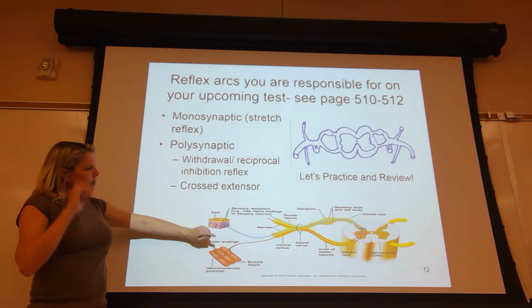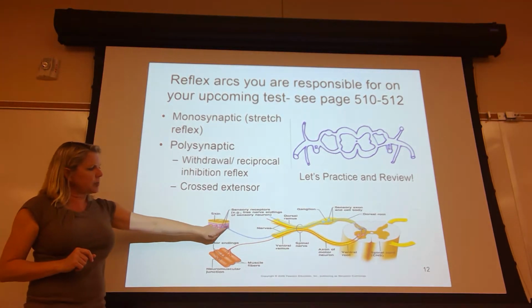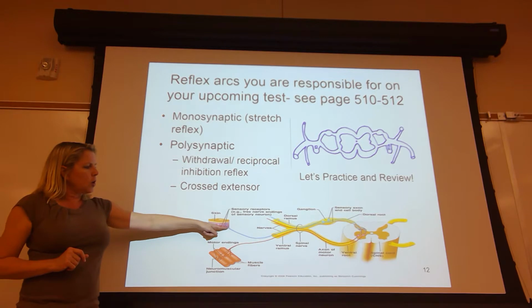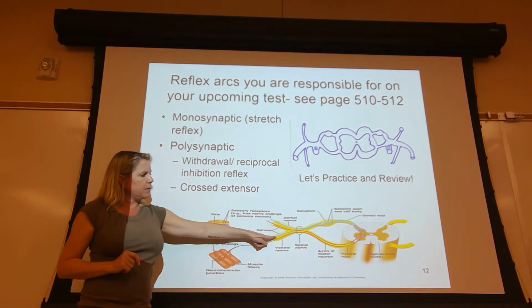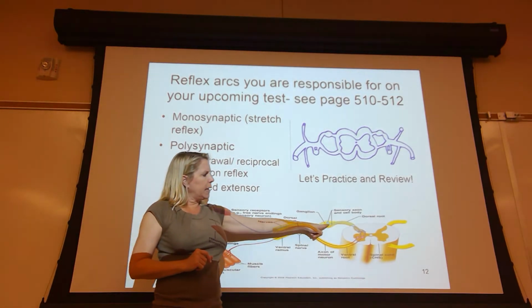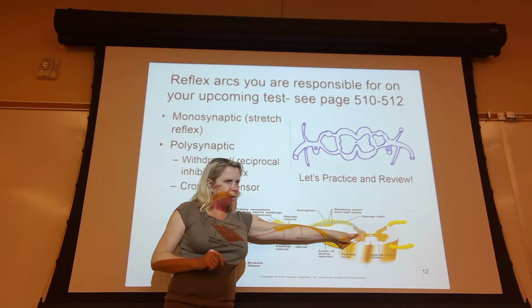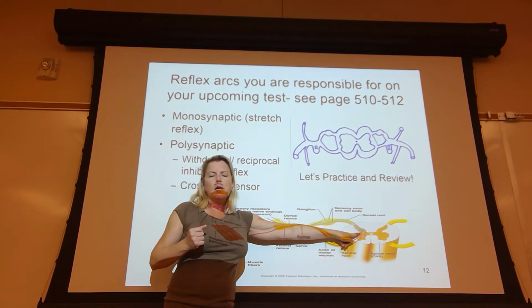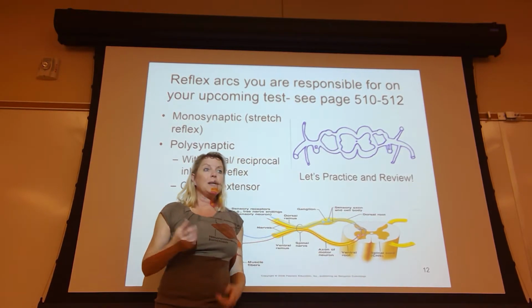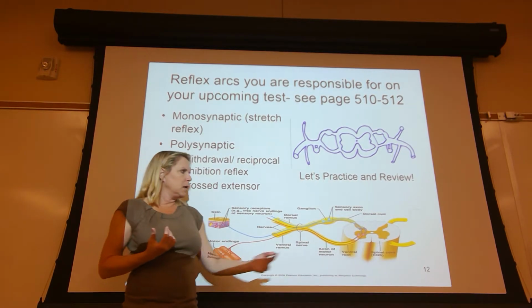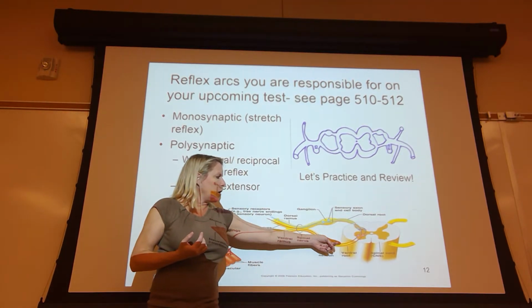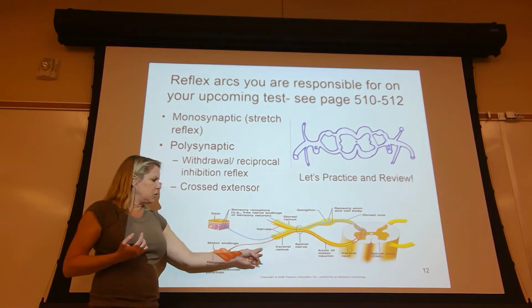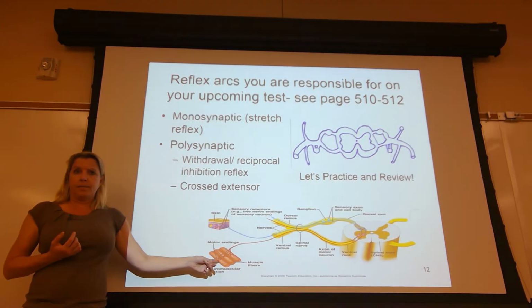So again, 5 components. We have to have sensory receptors. We have to have an afferent fiber relaying information to the spinal cord or brain. We have to have integration where a decision is made. Then there has to be an outgoing command to an effector.